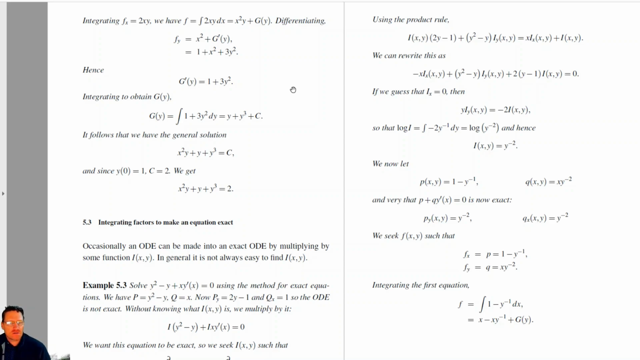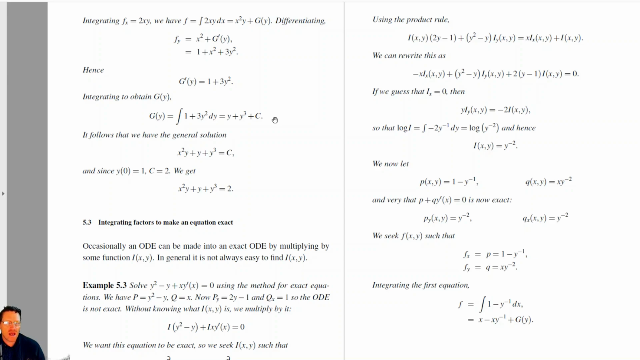But this is an ordinary integral, not a partial. So we integrate with respect to y, and we have the integral of 1 is y, the integral of 3y squared is y cubed, and then we have a constant of integration. So now we found g of y, and we can go ahead and replace g of y up here in what f is. So we see then that f is equal to x squared y plus g of y, which was what we just found here.